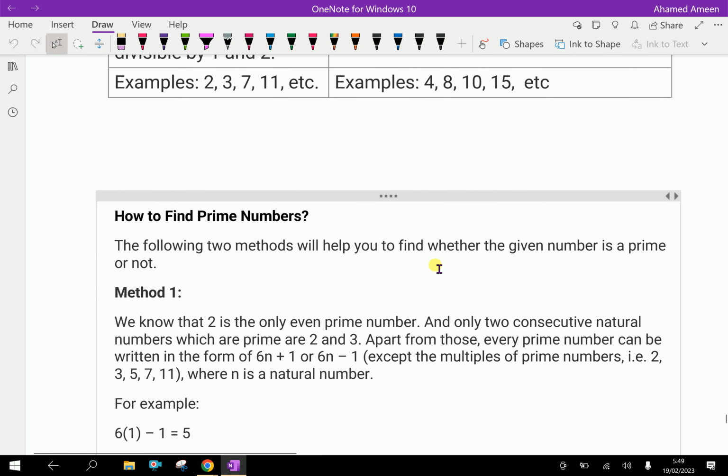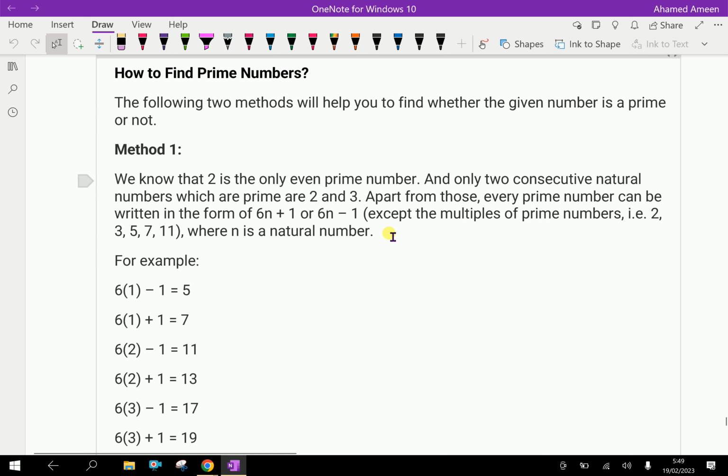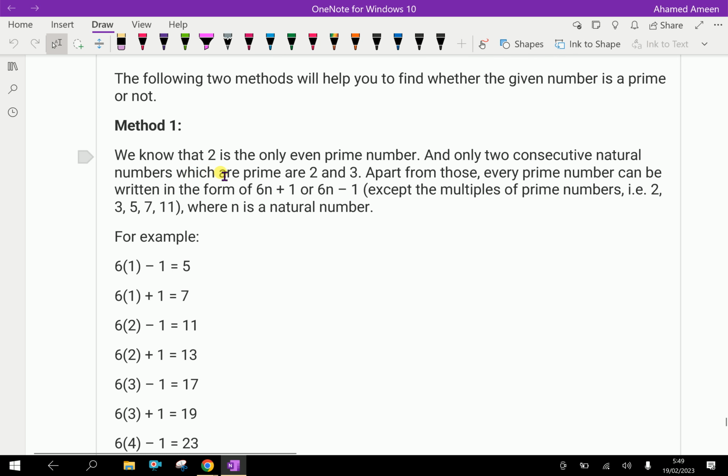How to find a prime number? The following two methods will help you find whether a given number is a prime or not. First one, we know that 2 is the only even prime number, and the only two consecutive natural numbers which are prime are 2 and 3 only.